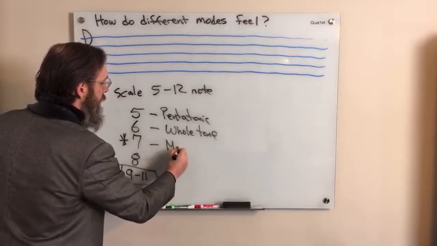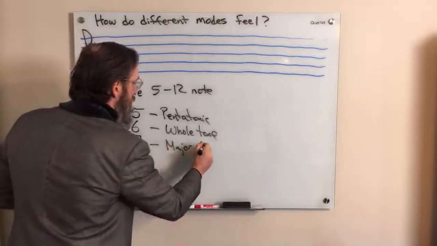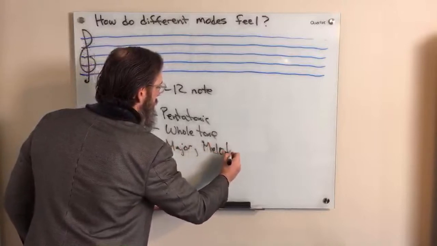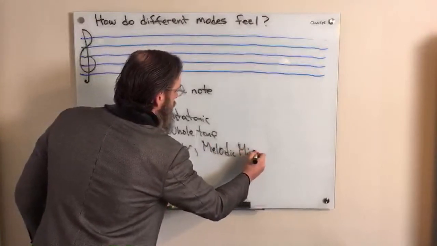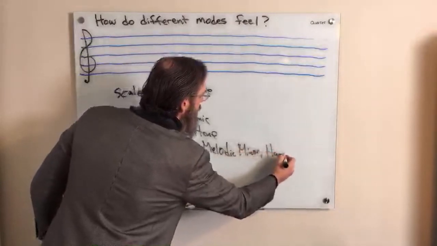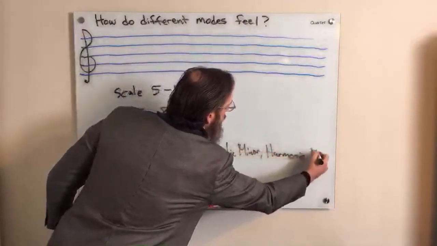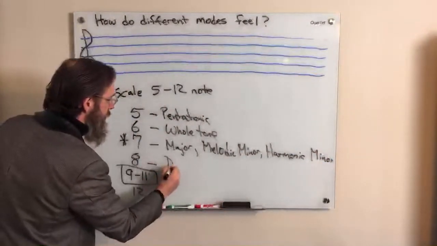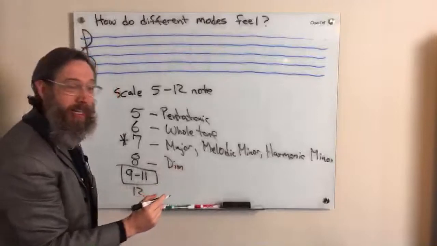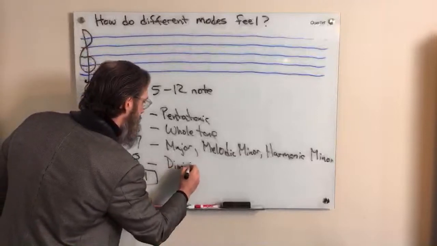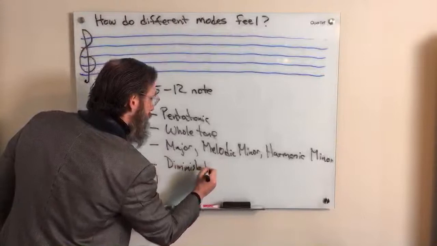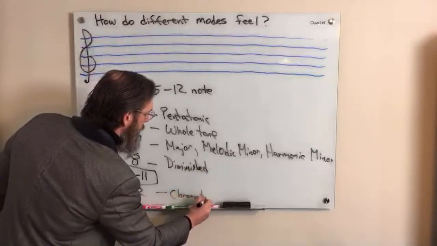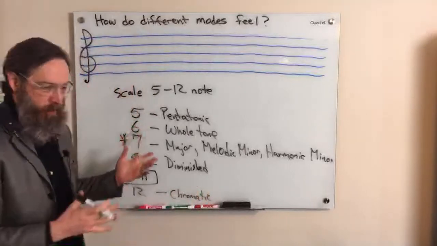7-note scales are your major scale, your melodic minor scale, your harmonic minor scale. These are all 7-note scales. 8-note scales are your diminished scales or octatonic scales. And 12-note is your chromatic. So those are your most common scales.